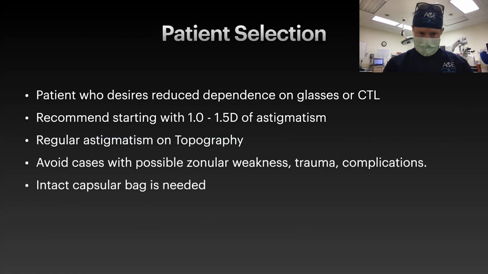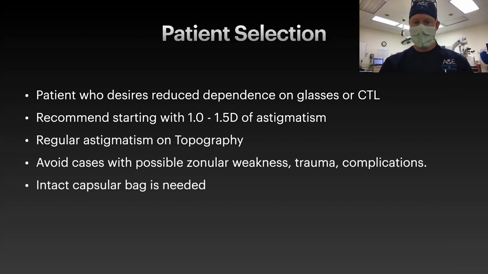So patient selection. Obviously, you want to pick a patient who has some desire to reduce dependence on glasses or contacts. That's one of the main purposes for treating astigmatism. About a third of our cataract patients have at least 0.75 diopters of astigmatism or more. I would recommend starting easy. Start with a patient between 1 and 1.5 diopters of astigmatism. As you get into the higher levels of astigmatism, it requires more precision and more accuracy. So set yourself up for success. Start with easy cases with lower levels of astigmatism.